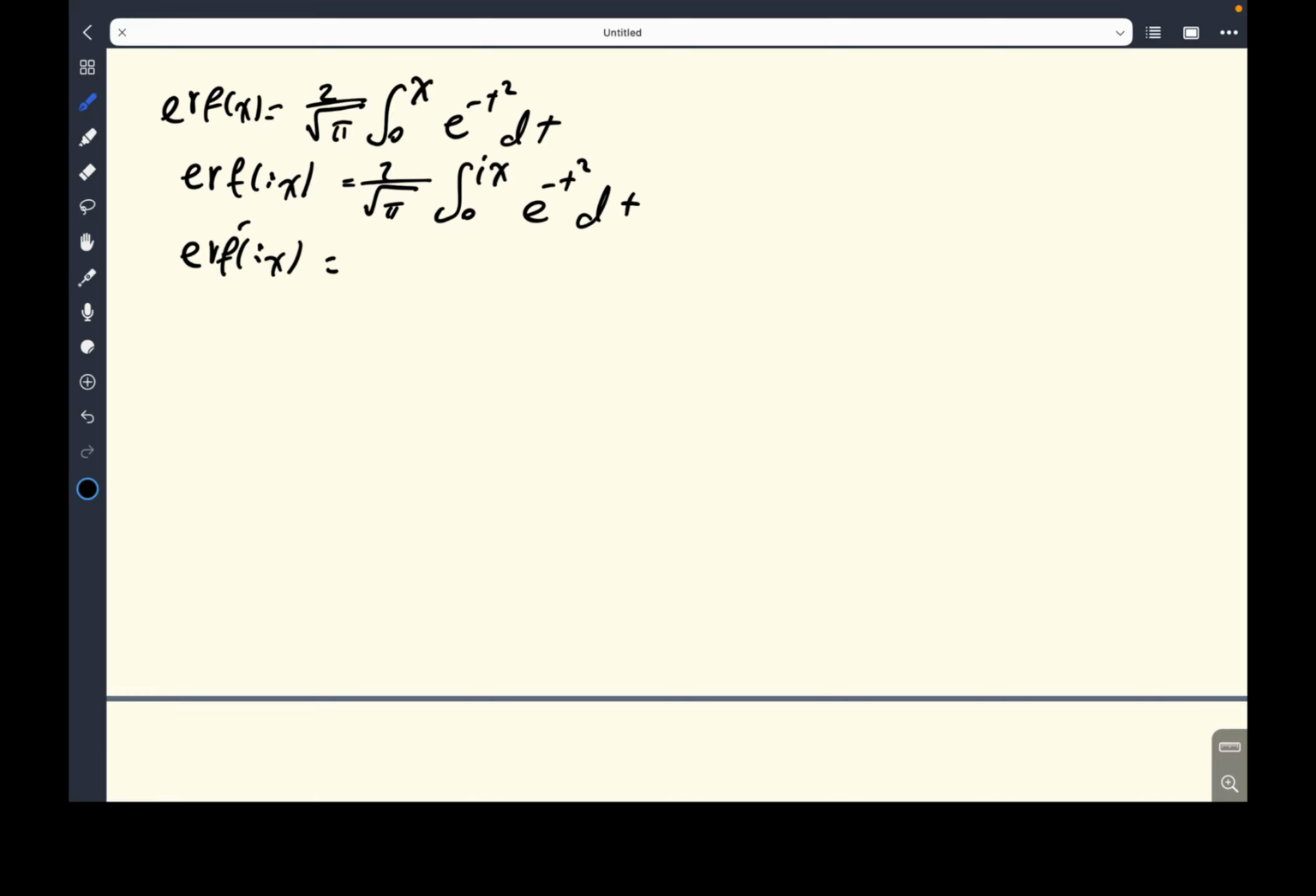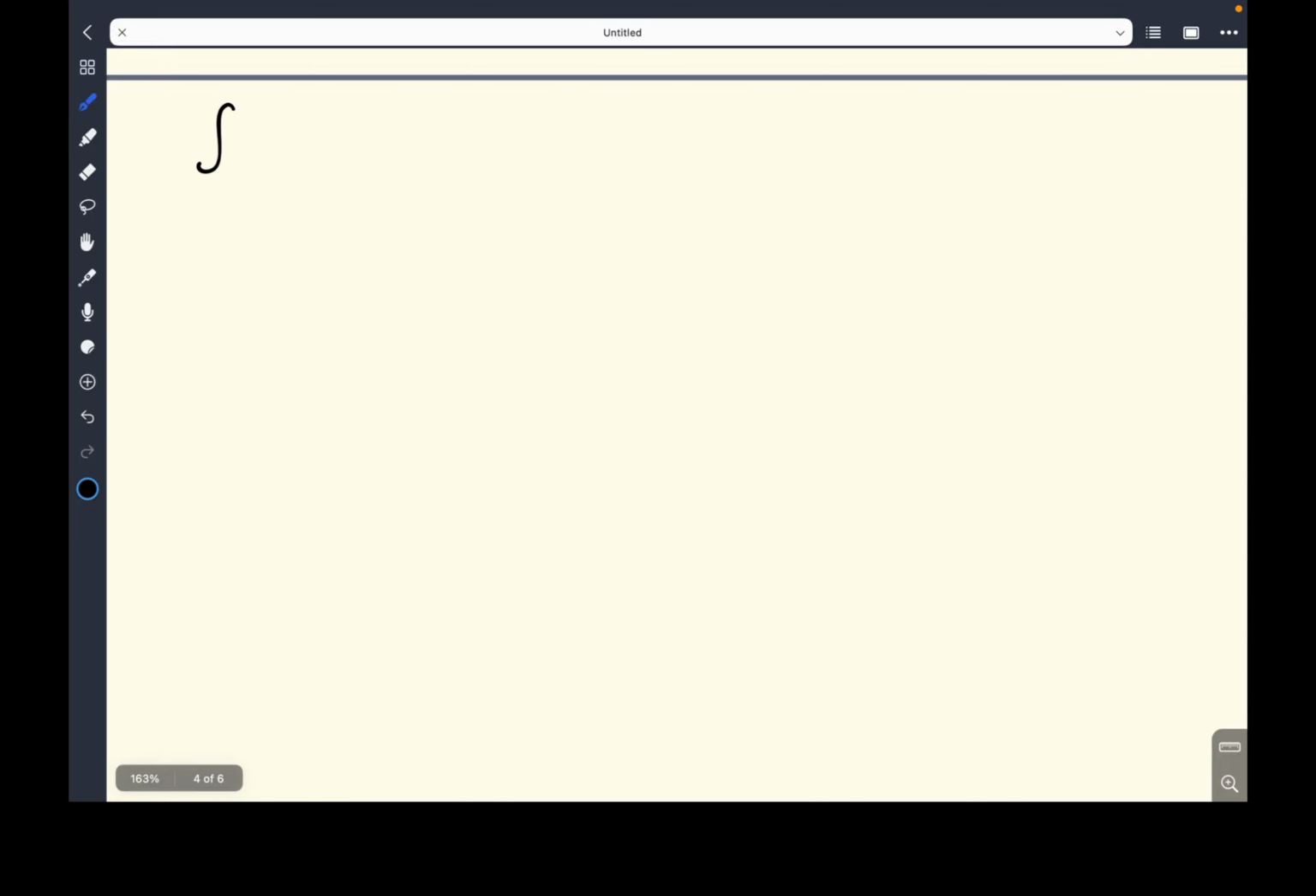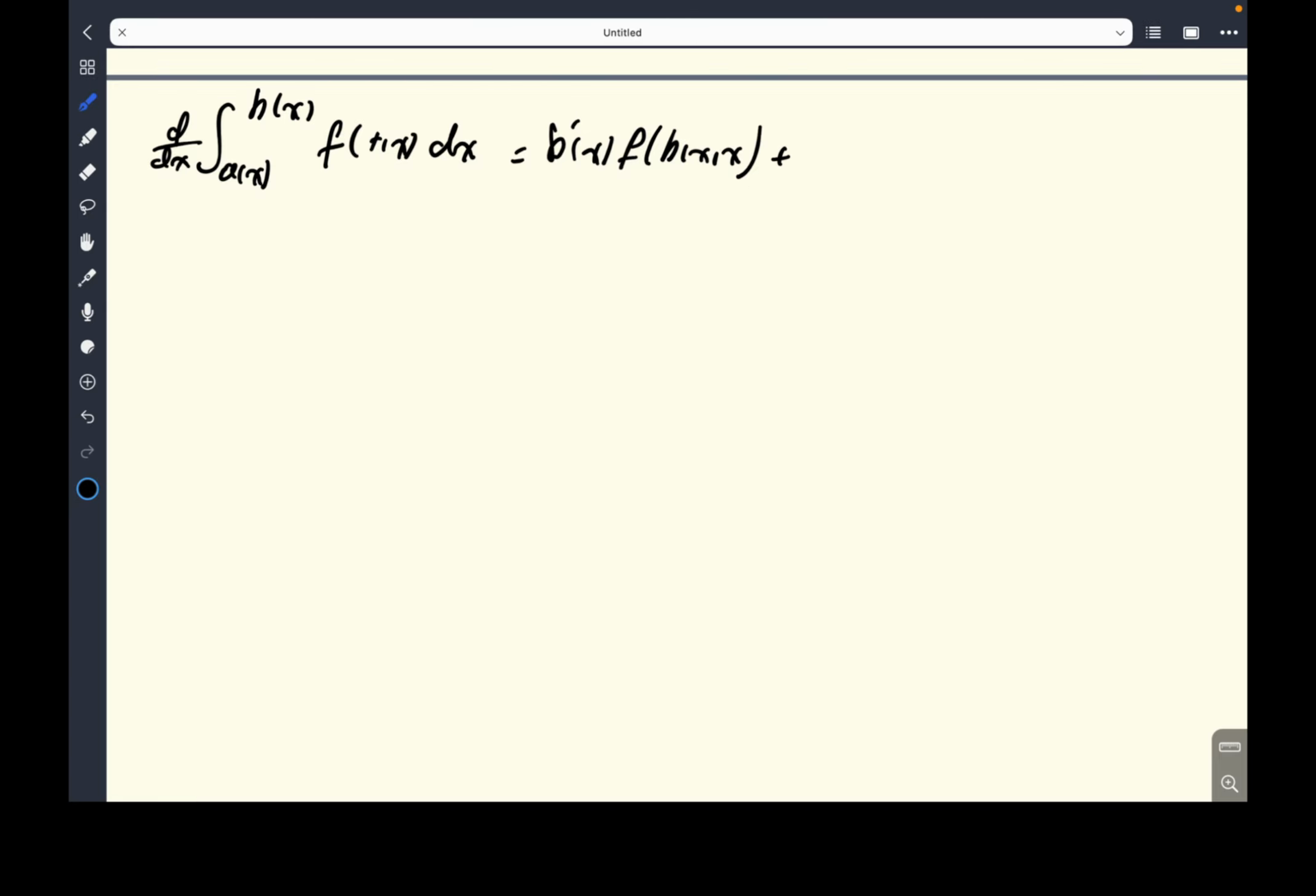The formula for that, according to Leibniz notation: if I have a function defined as the integral from a of x to b of x of f of t and x dt, its derivative according to Leibniz notation is b prime of x times f of b of x and x, minus a prime of x times f of a of x and x, plus the integral from a to b of the partial derivative with respect to x of f of t and x dt.